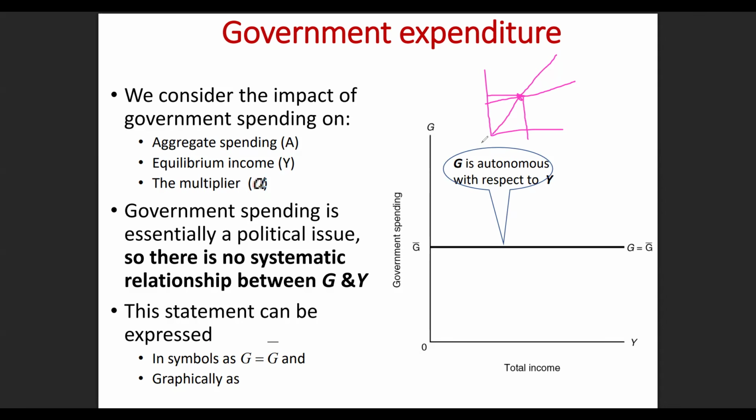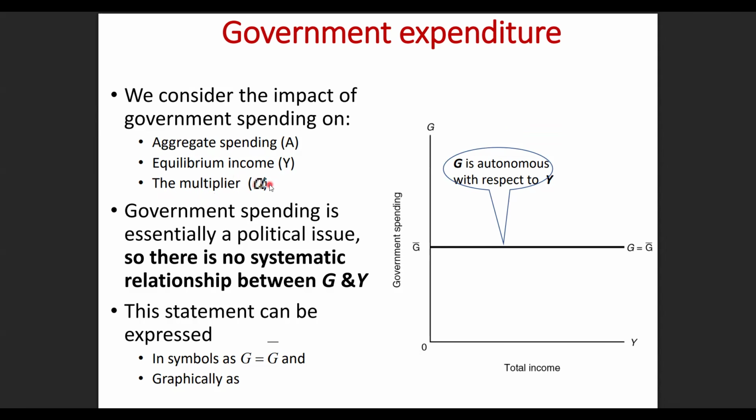I said what? Any point along the 45-degree line represents all possible equilibrium points, right? And I said that whereby now your aggregate expenditure is equal to your income. We're going to be looking at that, and also we're going to consider how government expenditure affects the multiplier, right?